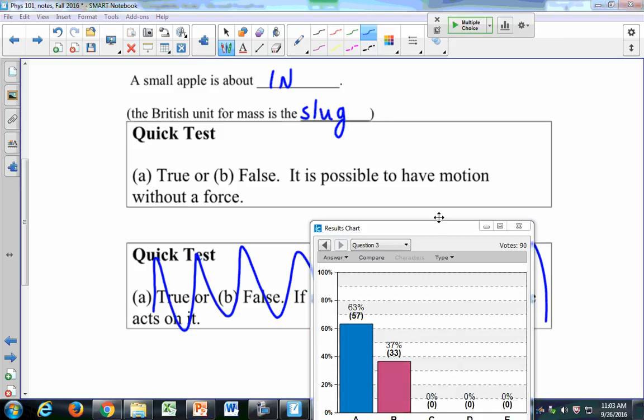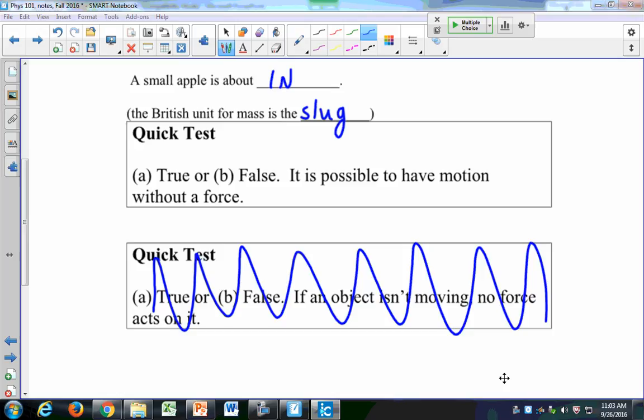It is possible to have motion without a force. In fact, don't even think of forces as causing motion, although they do. Think of forces as changing motion: an object's motion will change if a force acts upon it. If no force acts upon it, the object's motion will remain the same. And that is Newton's first law, that an object remains in its state of motion unless it's acted upon by an external force or a net force. We're going to skip this one because it just doesn't really make any sense. Okay?